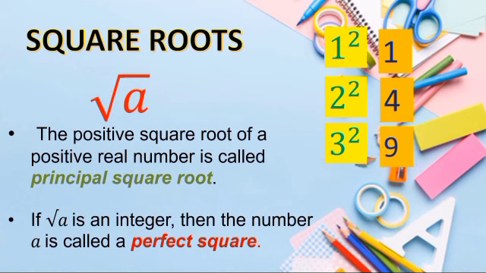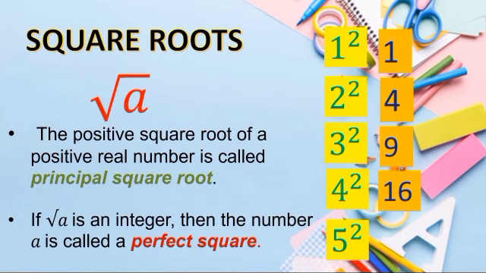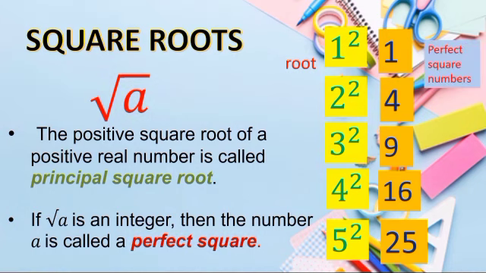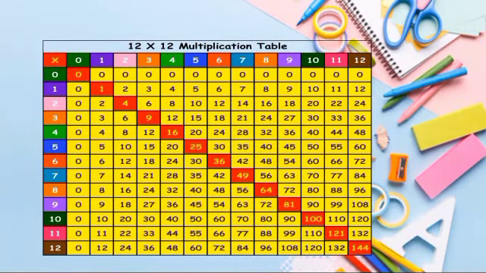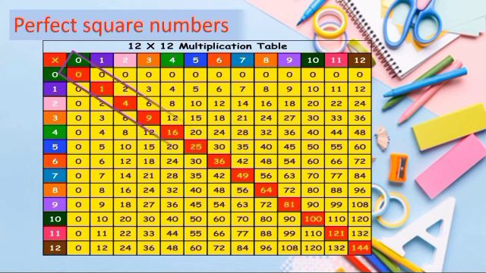3 squared is equal to 9. 4 squared, 16. 5 squared, 25, and so on. So here, 1, 2, 3, 4, and 5 are principal roots, while 1, 4, 9, 16, and 25 are perfect square numbers. So, ano pa ba yung mga perfect square numbers? Kung maaalala ninyo yung ating multiplication table, yung nasa gitna na yan ay tinatawag nating perfect square numbers.